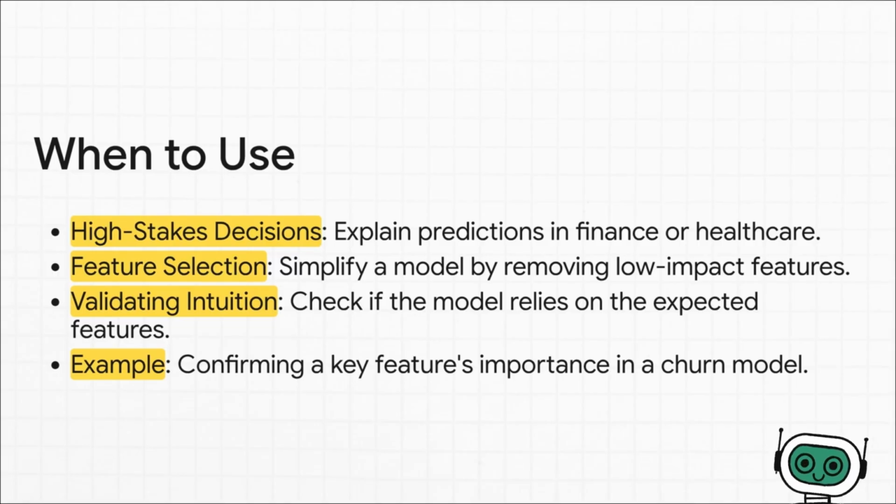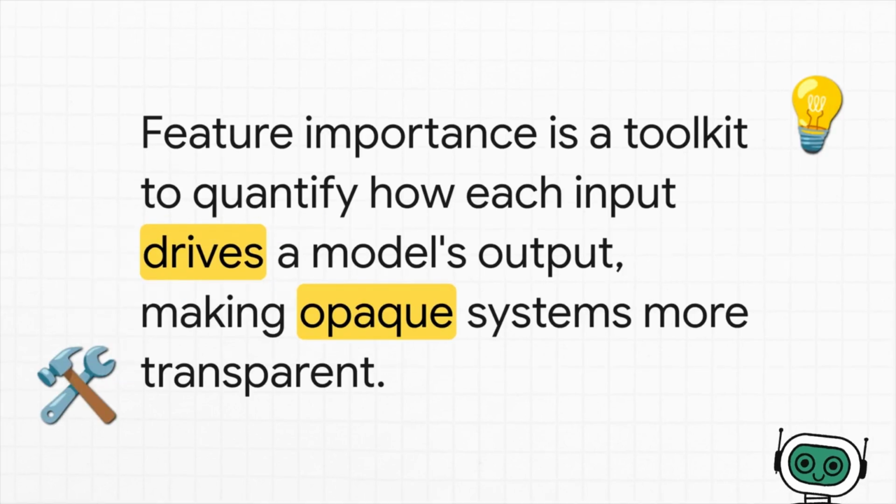And finally, for communication. It's one thing to tell a stakeholder your churn model works. It's way more powerful to say it works because it learned that the number of customer service interactions is the single biggest predictor of a customer leaving. So, to wrap it all up in one sentence, feature importance gives us a toolkit to quantify how much each input drives a model's output, making these opaque systems a lot more transparent.